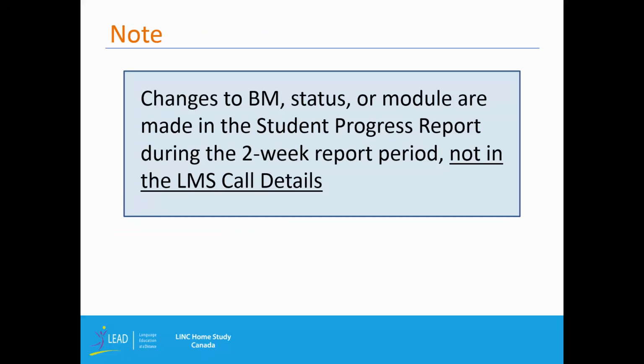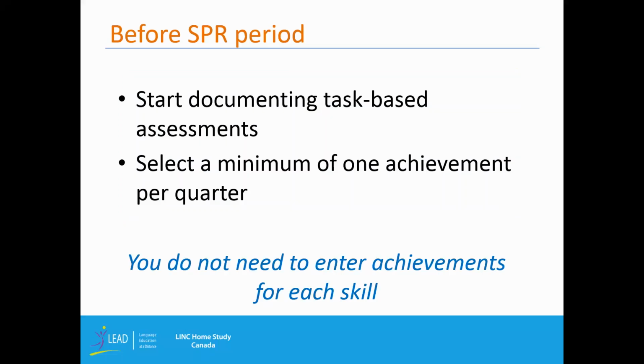Please note that any changes to benchmarks, status, or module are to be made in the student progress report during the 2-week report period and not in the LMS call details. Start documenting task-based assessments and select a minimum of 1 achievement. You do not need to enter achievements for each skill.